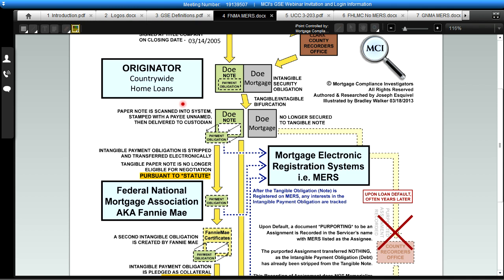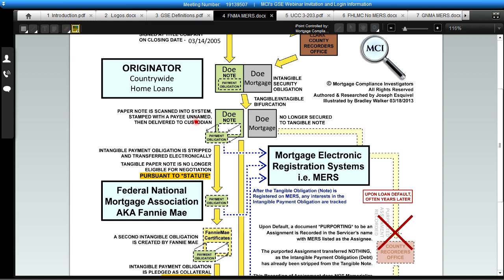Okay, so again, the verbiage is within her deposition. It is also on our script page in one of our collections as well. So what happens is that the paper note is scanned into the imaging system, and it's stamped with a payee name. It says, pay to the order of, without recourse. That is a stamp. That's all it is.